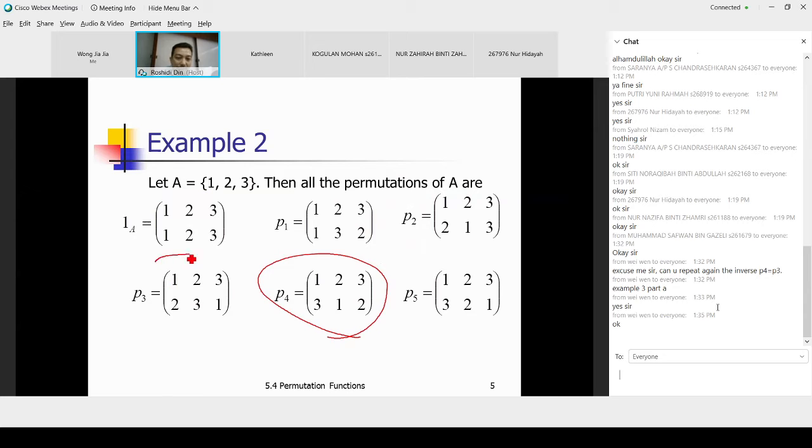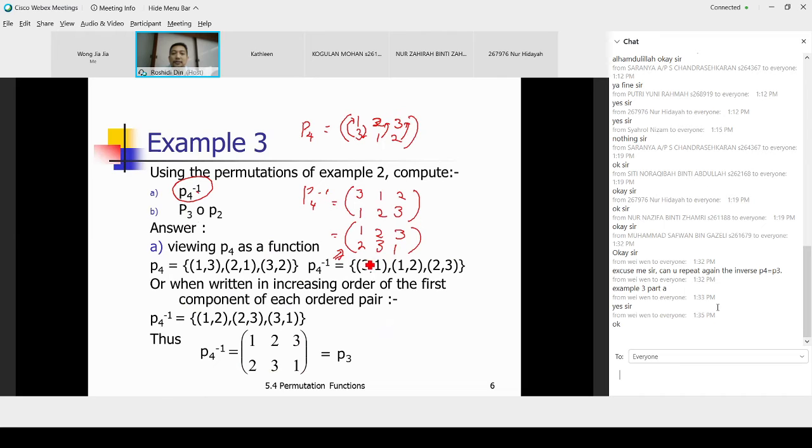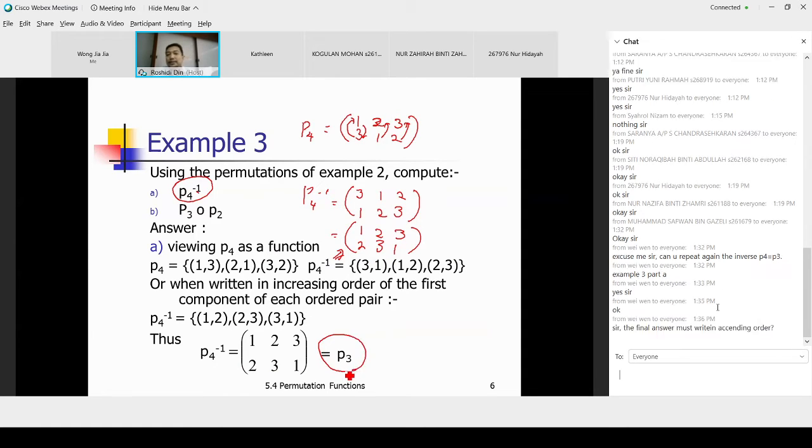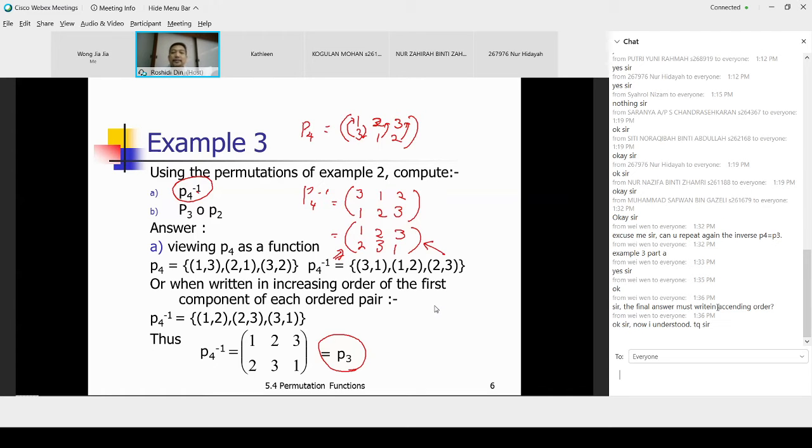The final answer is actually equal to P3. What is P3 here? Once we refer, it is here: 1, 2, 3, 2, 3, 1. So here 2, 3, 1. That's why we put it as equal to P3. The final answer must show like this. We must rearrange back based on the position, because the set is based on 1, 2, 3, the ascending order. You get the idea. Okay, good.